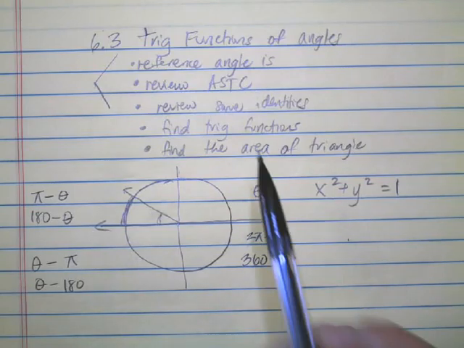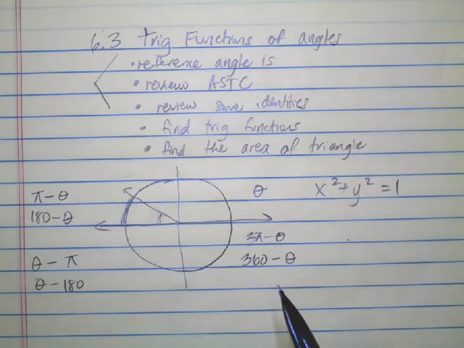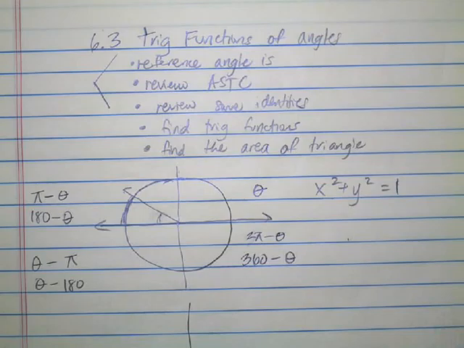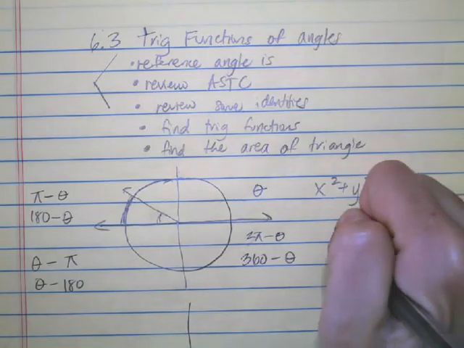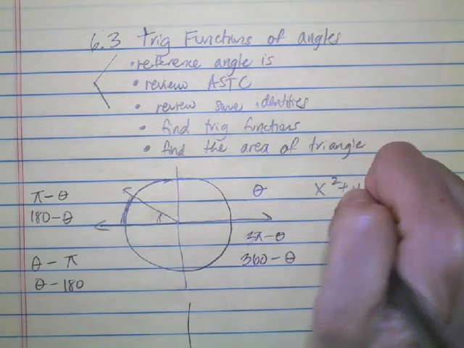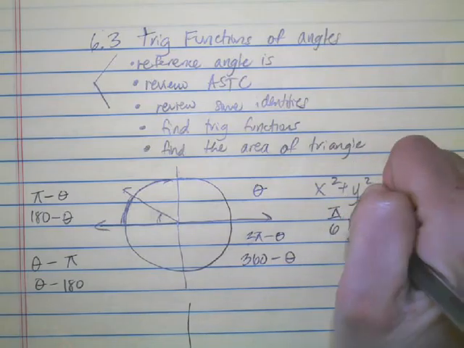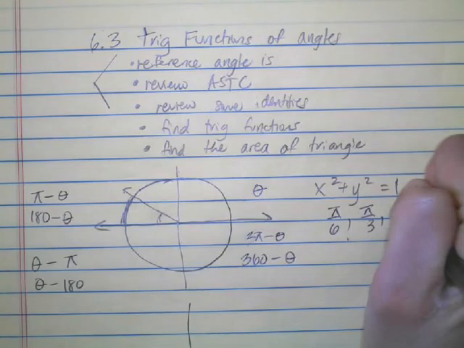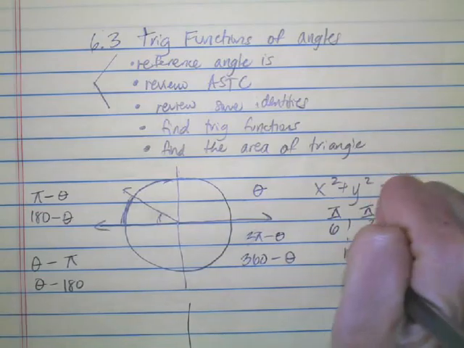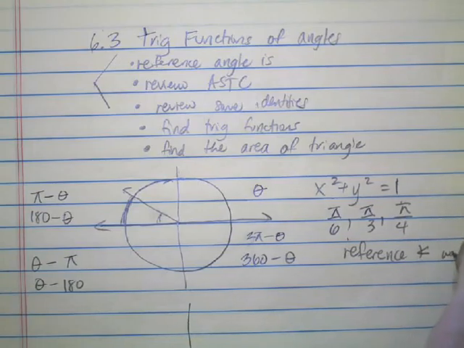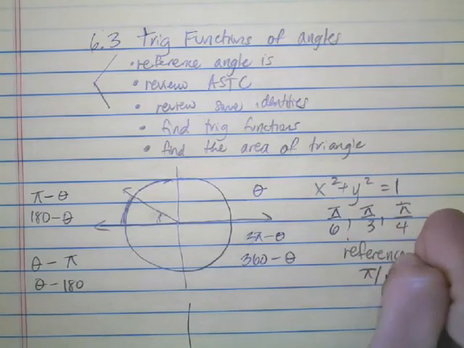Just so you guys know, it makes it a little easier. If your reference angle, when we used radians, was pi over 6, something over 6, 3, or 4, the reference angle was just pi over that number. It was a shortcut over the denominator.